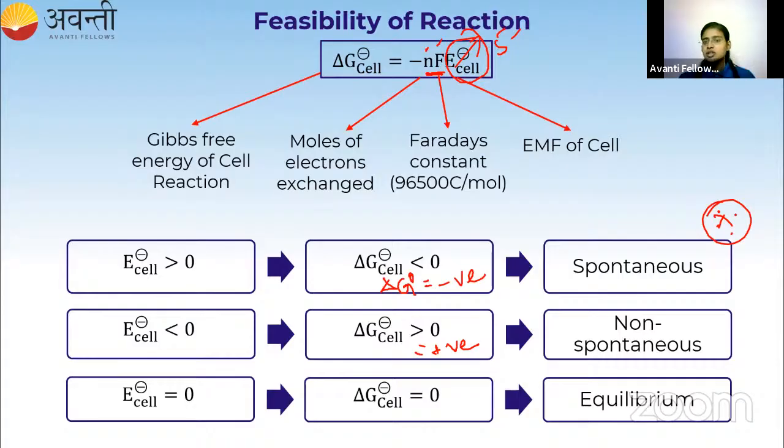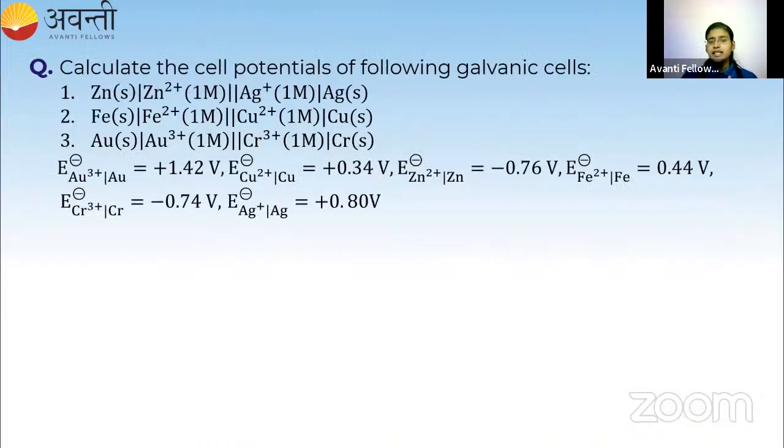Now based on this, we will solve one question. Calculate the cell potential of the following galvanic cells. We have 6 couples, and the E naught value is given to you. Now you have to find out the cell potential for the given 3 galvanic cells. So how will you find out?